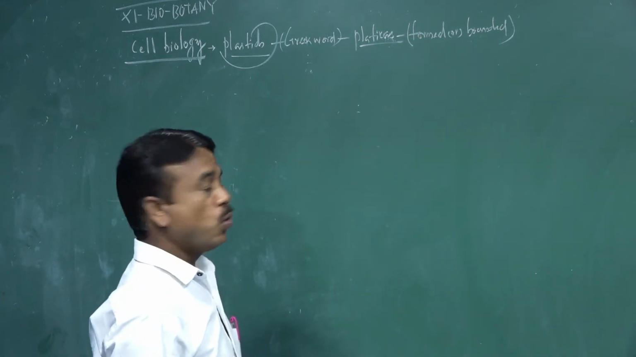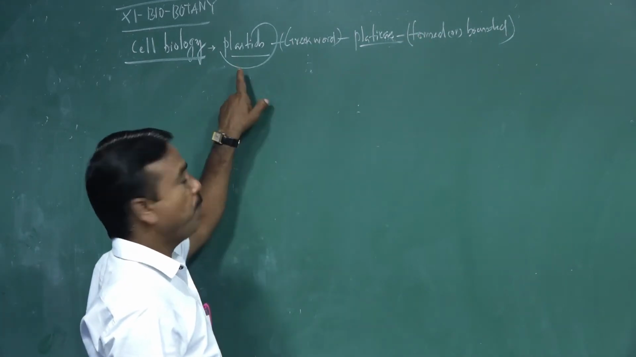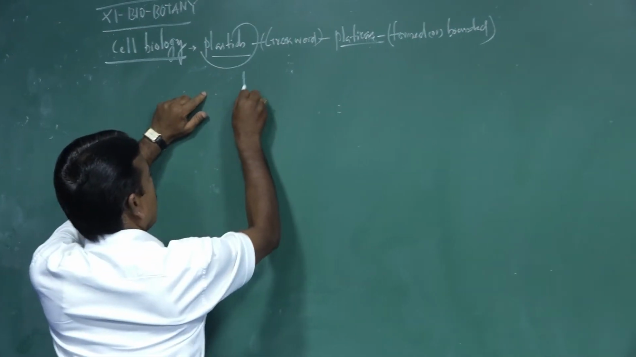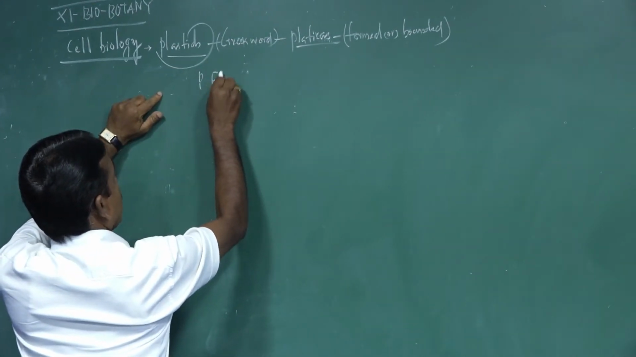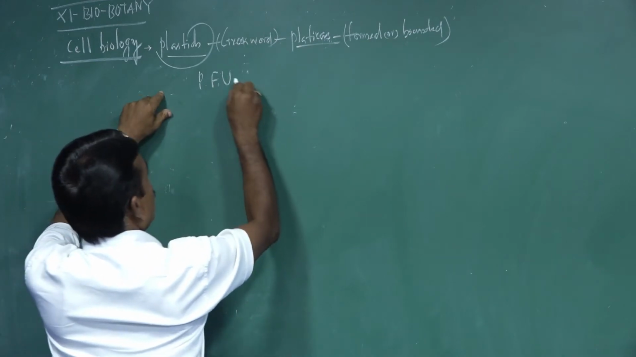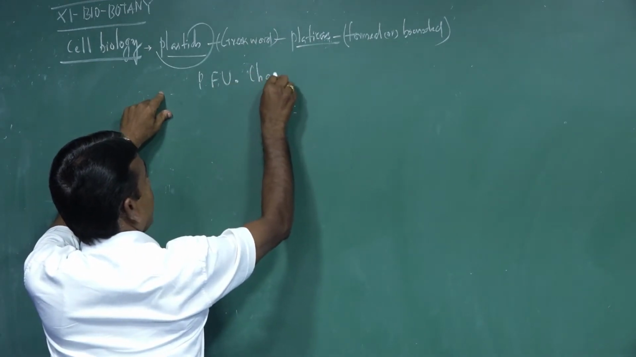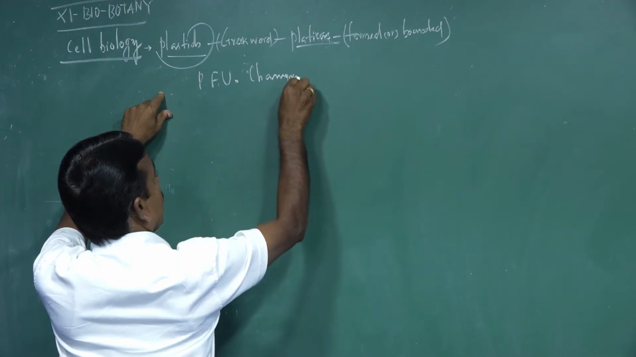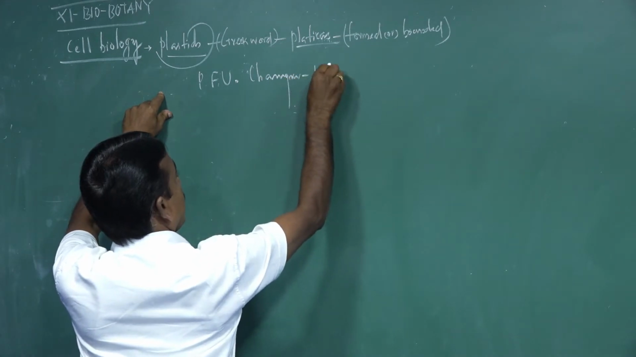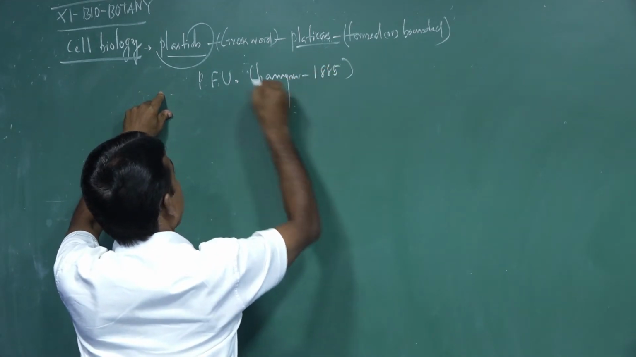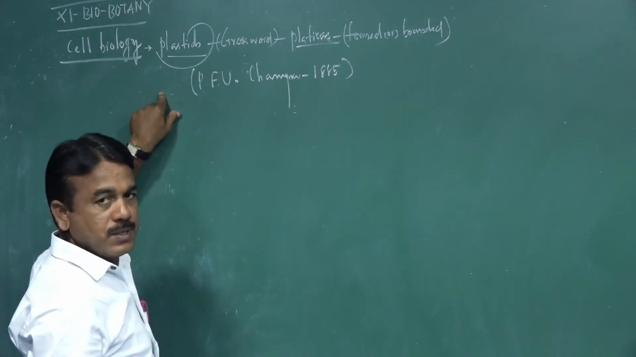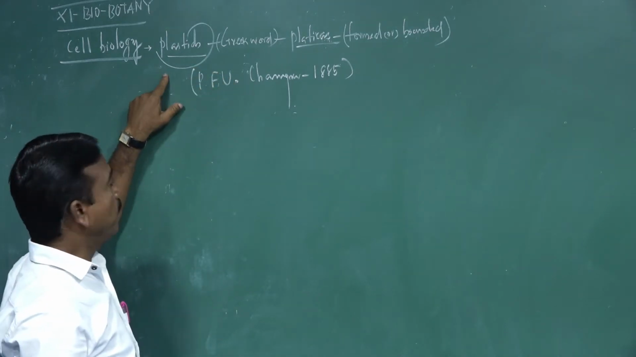But who was the first to use the term plastids? That is commonly called A.F.W. Schimper. In the year 1885, he was the first person to use the term plastids.